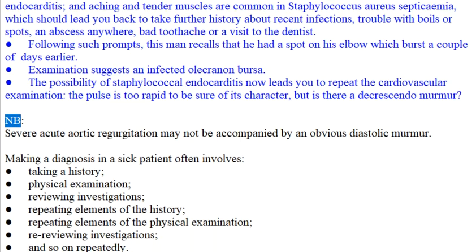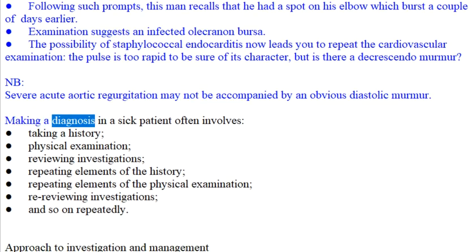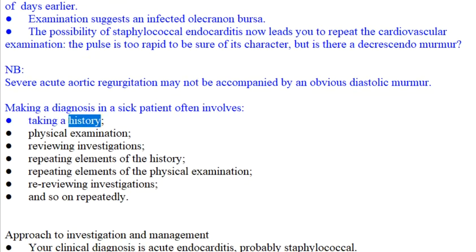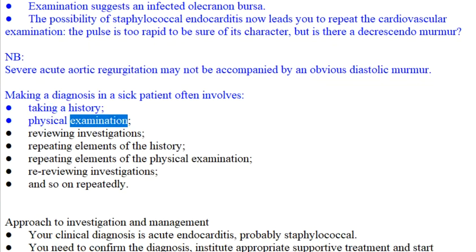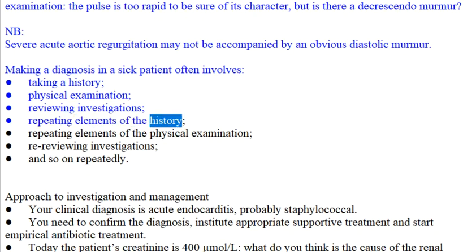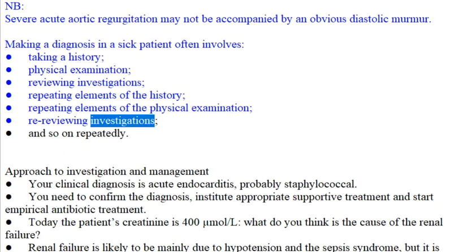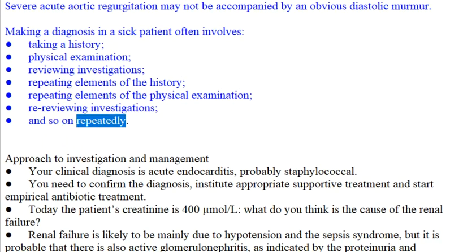NB. Severe acute aortic regurgitation may not be accompanied by an obvious diastolic murmur. Making a diagnosis in a sick patient often involves taking a history, physical examination, reviewing investigations, repeating elements of the history, repeating elements of the physical examination, re-reviewing investigations, and so on repeatedly.